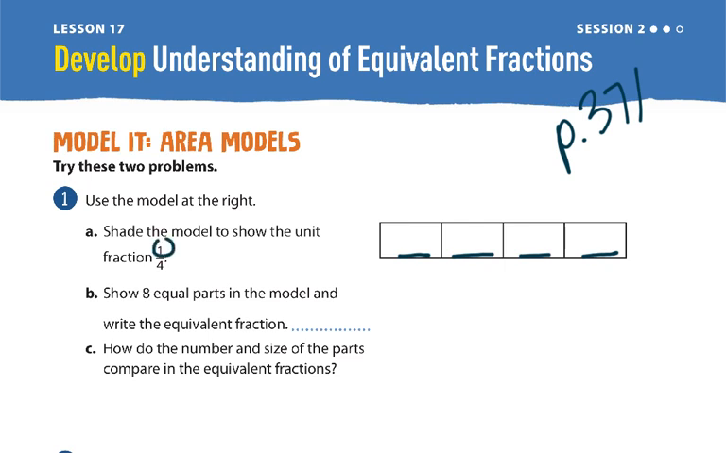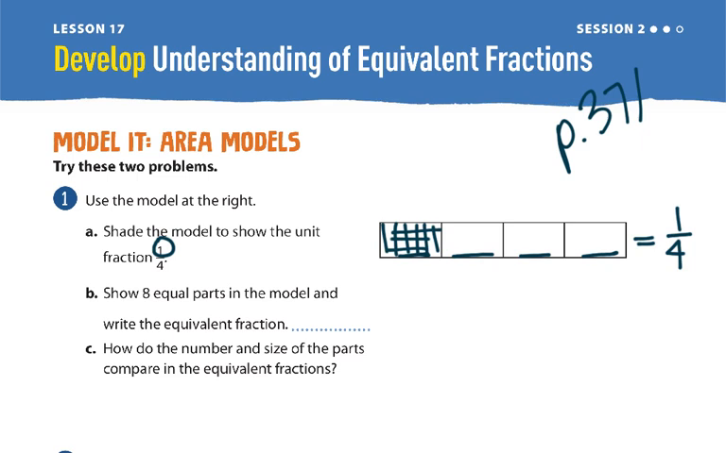The numerator's 1, so I shade in 1 of the pieces. This is equal to 4 parts. It's cut into 4 parts. Put it away. The numerator is 1. 1 is shaded. Okay, then it says part B.